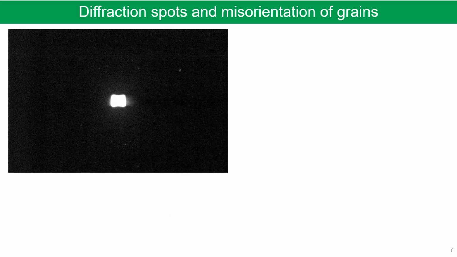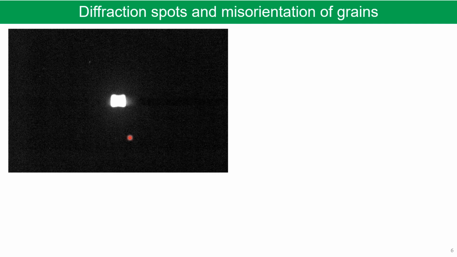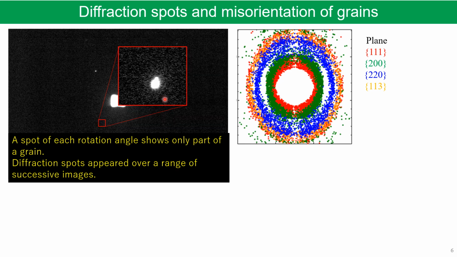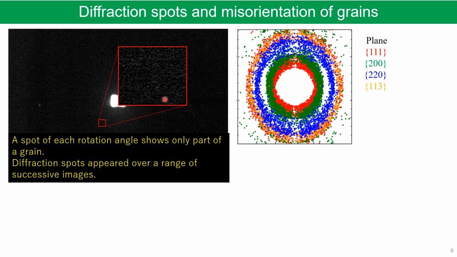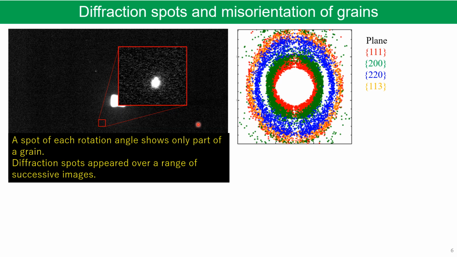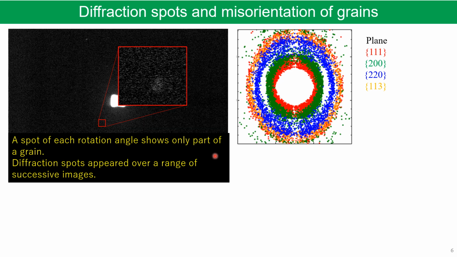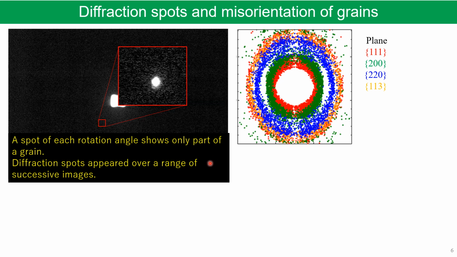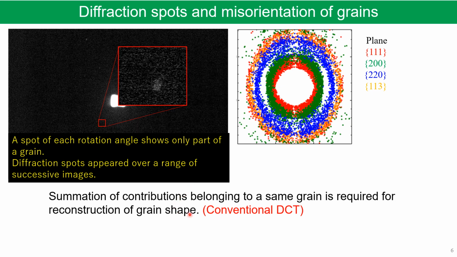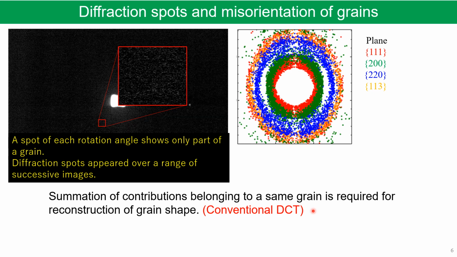During the rotation of sample, you can find a lot of diffraction spots like these. They consist of Debye rings. This figure shows the enlarged view of this diffraction spot. Usually, every grain has misorientation due to the existence of dislocations. A spot of each rotation angle shows only part of a grain. Diffraction spots appeared over a range of successive images like this. Therefore, summation of contributions belonging to a same grain is required for reconstruction of grain shape.